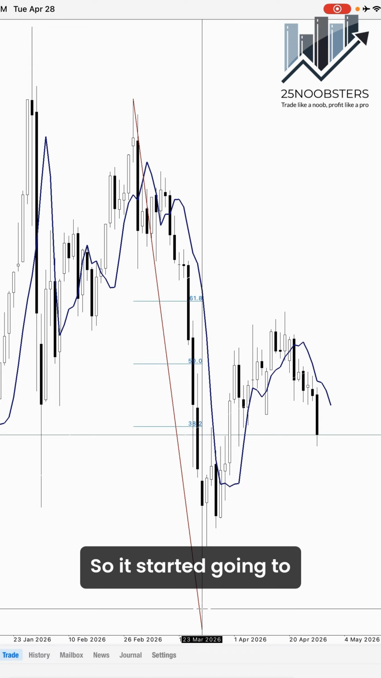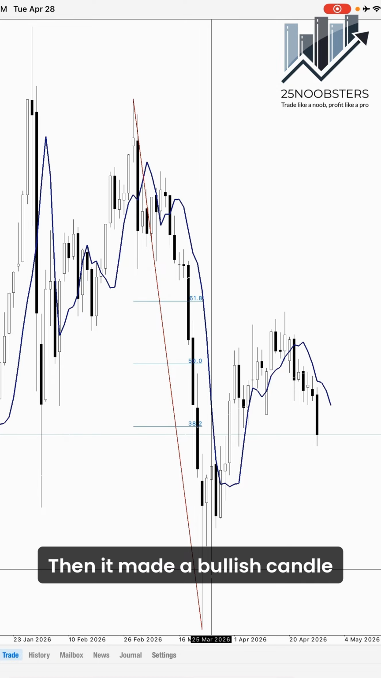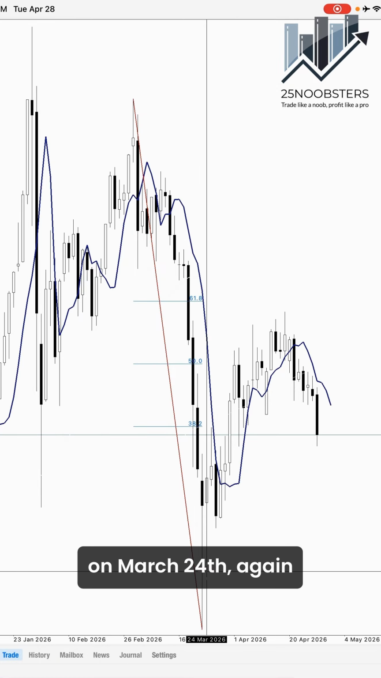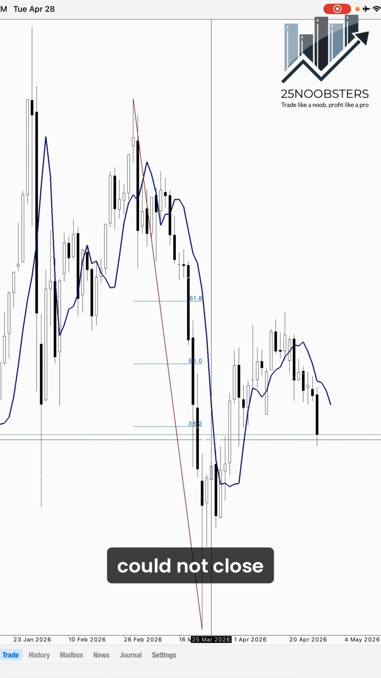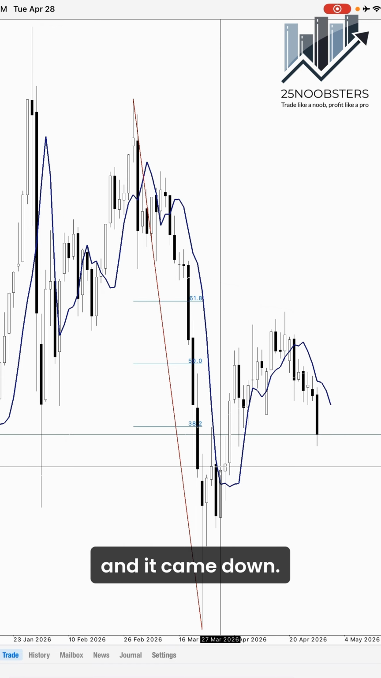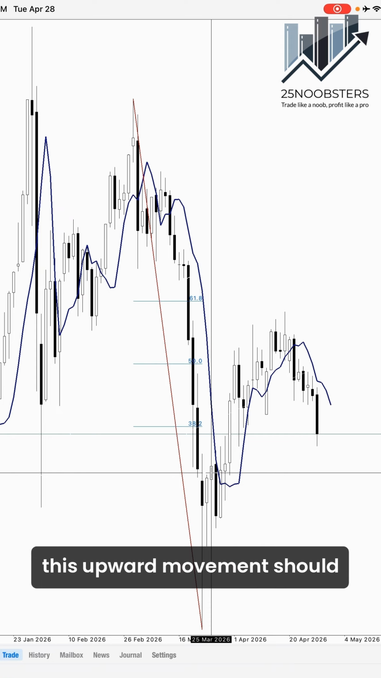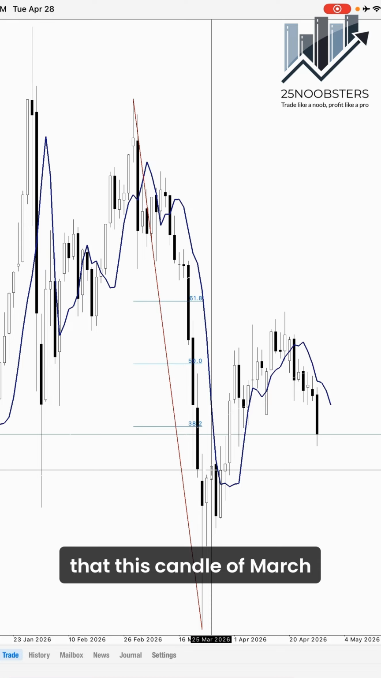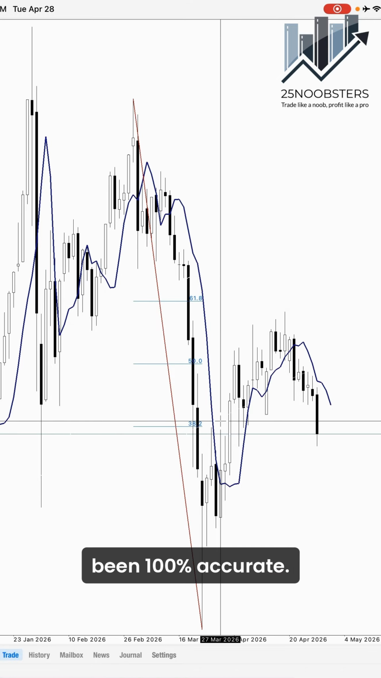So it started going to the upside in the later part of March 23rd, then it made a bullish candle on March 24th, again a bullish candle on March 25th. However, this candle could not close above this simple moving average line. It simply touched it and it came down. For a 100% accurate bread and butter setup, this upward movement should have happened in such a way that this candle of March 25th could close above this. If it closed above this, then it could have been 100% accurate.